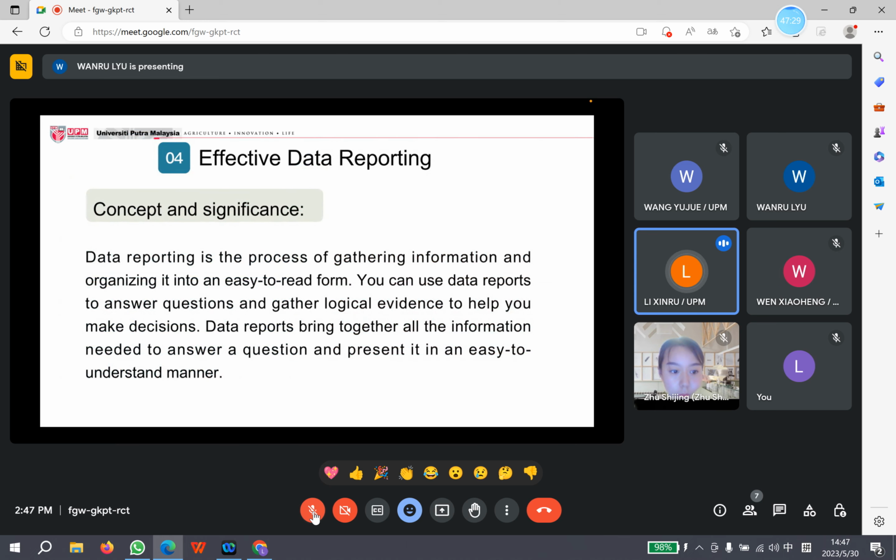The next part is effective data report. The data report is the process of gathering information and organizing it into an easy to read form. You can use data reports to answer questions and gather local evidence to help you make decisions. Okay, the next page.